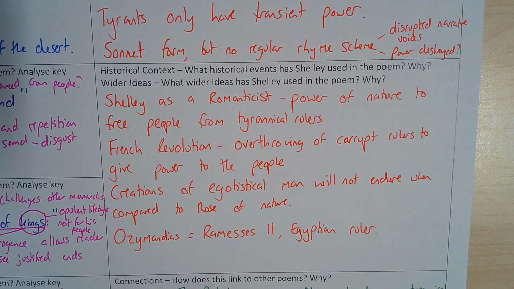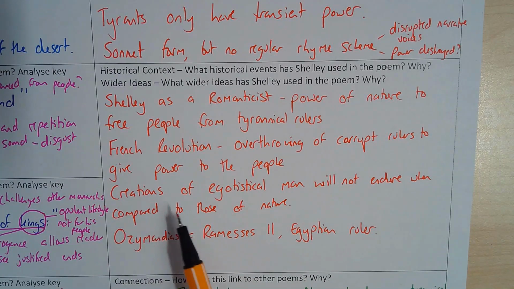And this idea that the creations of egotistical man will not endure when compared to those of nature. Think about it. Ozymandias has commissioned a statue of himself, which just shows how egotistical he is. And nature will destroy this one day. It'll come hundreds, thousands of years down the line, but it will come at some point.